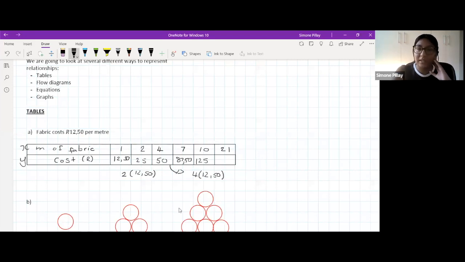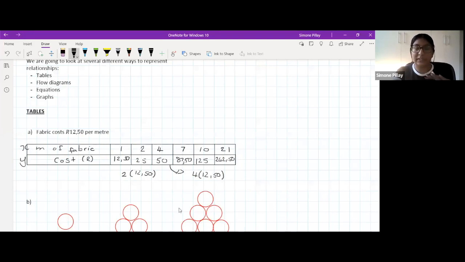And can someone give me the answer for the last one? How much am I going to pay if I buy 21 meters of fabric? 262 rand 50. Thank you guys so much. You guys are superstars. 262 rand 50. Okay, I hope that makes sense to everybody, and I hope that you can see how we've now represented our relationship inside of a table.